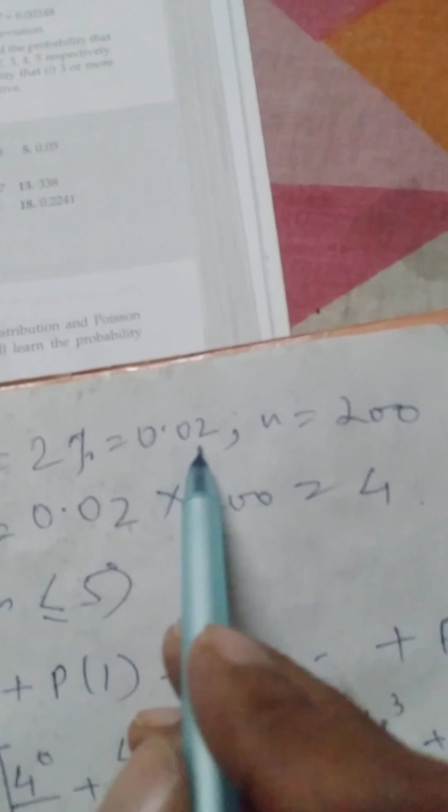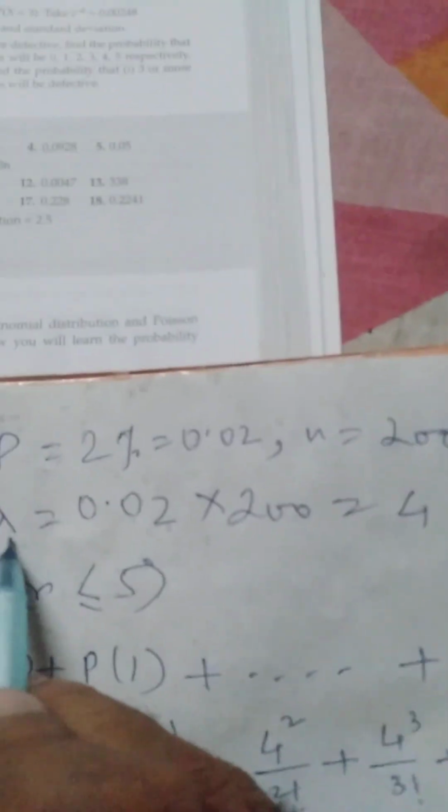Now from question number 16, find the probability that at most 5 defective fuses will be found in a box of 200 fuses if experience shows that 2% of such fuses are defective. So P equals 2%, which is 0.02, N equals 200, so the mean lambda equals 0.02 into 200, which makes it 4.